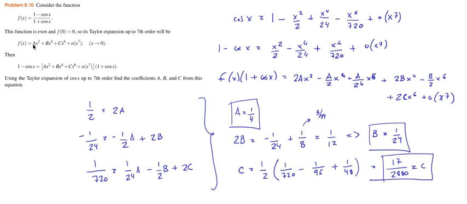Okay, so that solves the question. Now we have the Taylor expansion of this function using the terms of the cosine without having to compute derivatives.